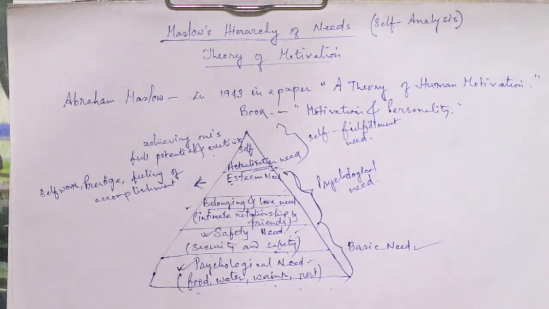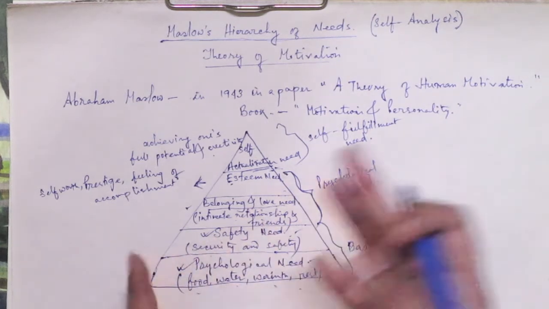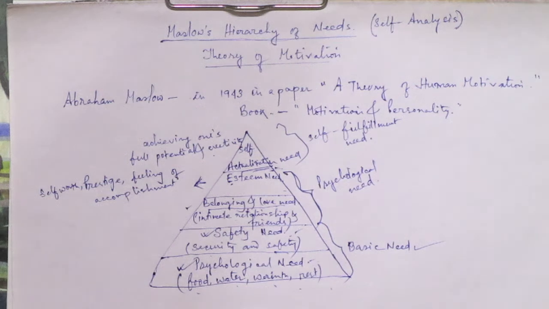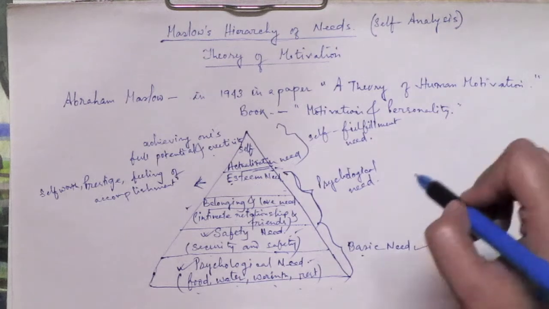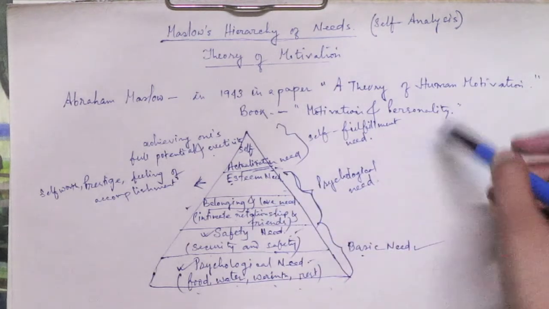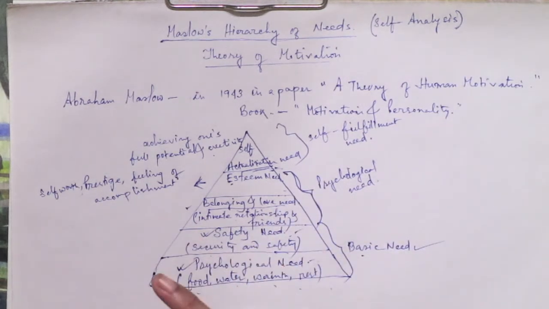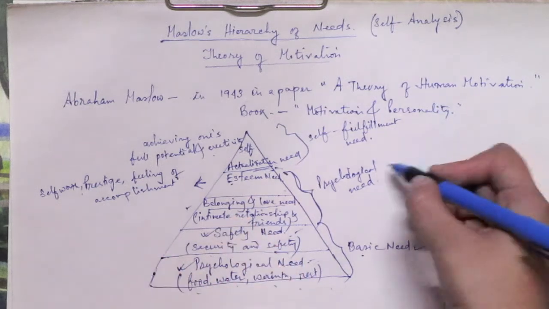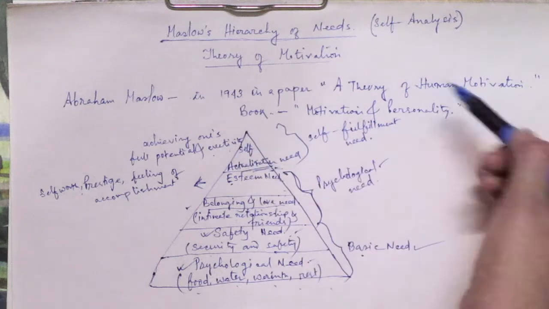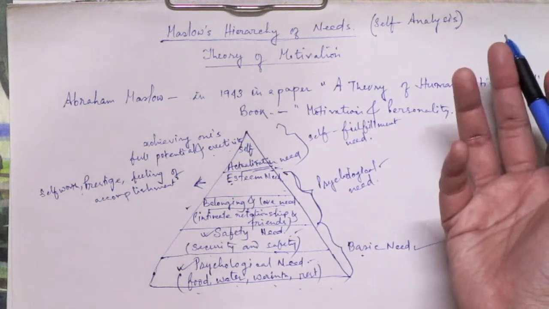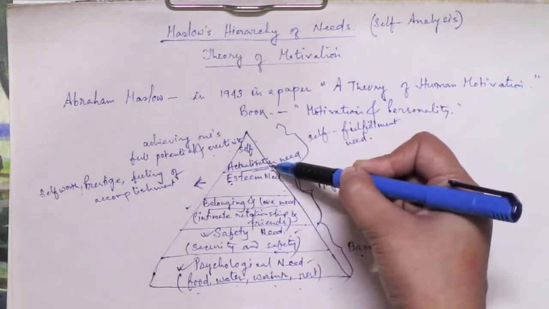Now a question may come, like you may have fill in the blanks or MCQ: food, water, shelter fall in the category of dash need according to Maslow's law. You will have to write basic need. A question may also come like intimate relationship or self-worth comes in the category of dash need. You have to write psychological need. Self-fulfillment or creativity comes in the category of dash need. You have to write self-actualization need.